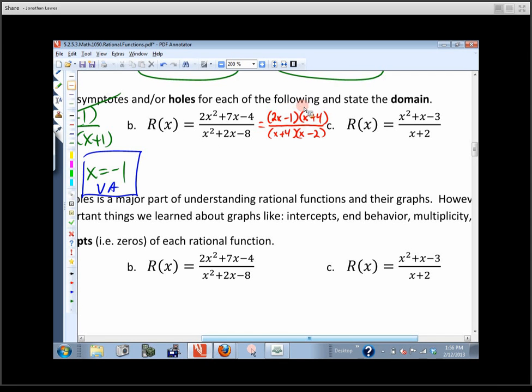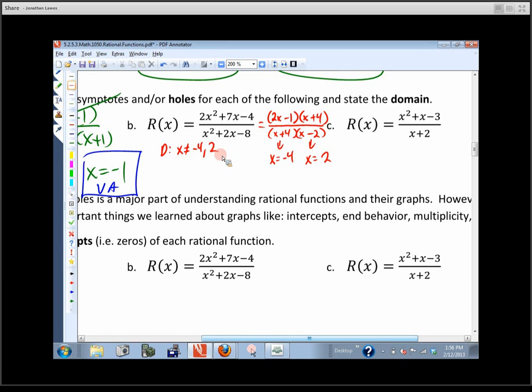Okay. Let's figure out the domain. What's the number that I can't plug in here? Negative 4. What's the number that I can't plug in here? Positive 2. So those are the numbers that are not allowed in the domain. Anything but negative 4 and positive 2 is okay. So all reals. You can plug anything we want into this function except for negative 4 and positive 2.